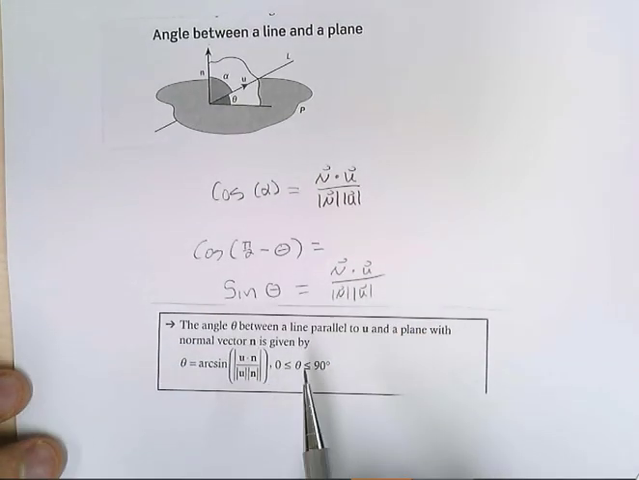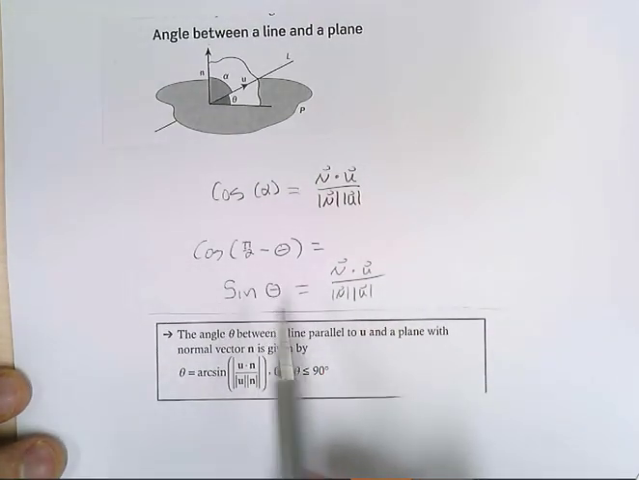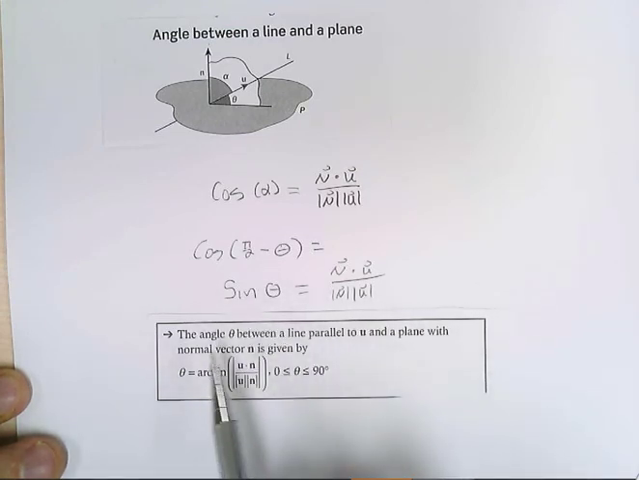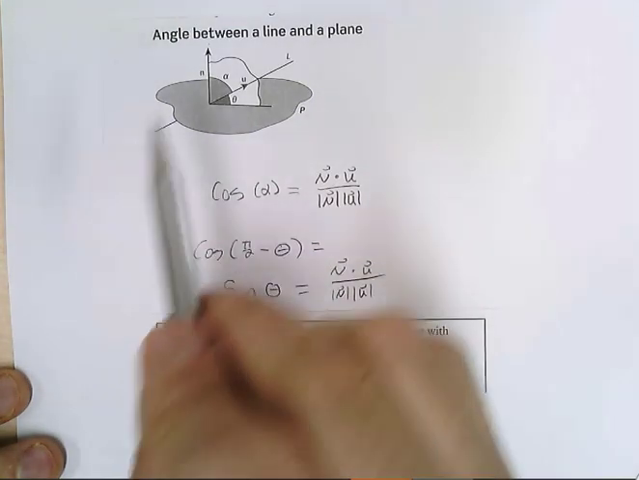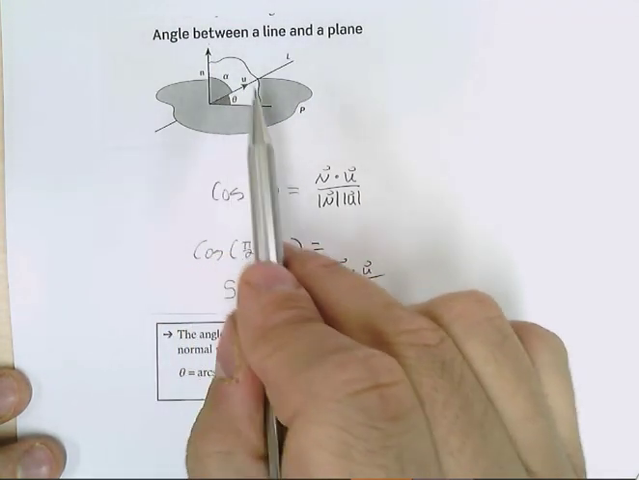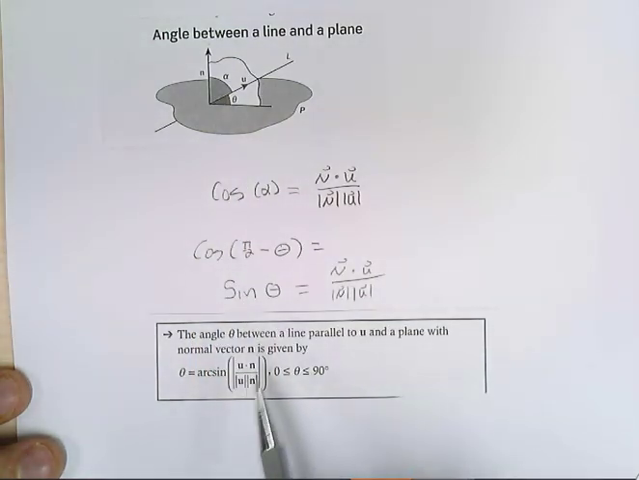After I do that, I get this rule right here. When I solve for the arc sine, or sine inverse, the angle theta between the line parallel to u and the plane with the normal vector n is given by theta equals the arc sine. It has to be the absolute value because we don't want this value coming out to be a negative number. Make sure it's acute, between 0 and 90 degrees.